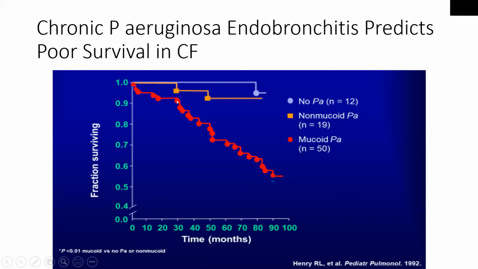And this graph shows the life expectancy decreasing after the development of the chronic or the mucoid strains of Pseudomonas. So the earlier this happens, the less life expectancy. The non-mucoid strains are apparent as the yellow line, and these can be eradicated.